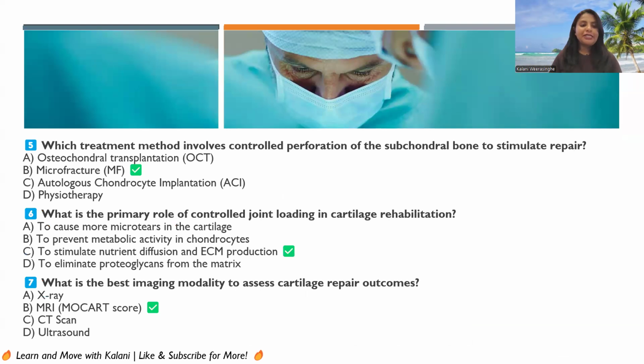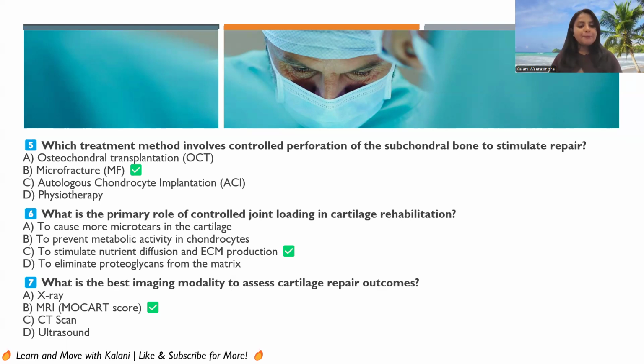Fifth one, which treatment method involves controlled perforation of the subchondral bone to stimulate repair? It is microfracture. You can read around; I will add some reading materials as well. What is the primary role of controlled joint loading in cartilage rehabilitation? It is to stimulate nutrient diffusion and extracellular matrix production.